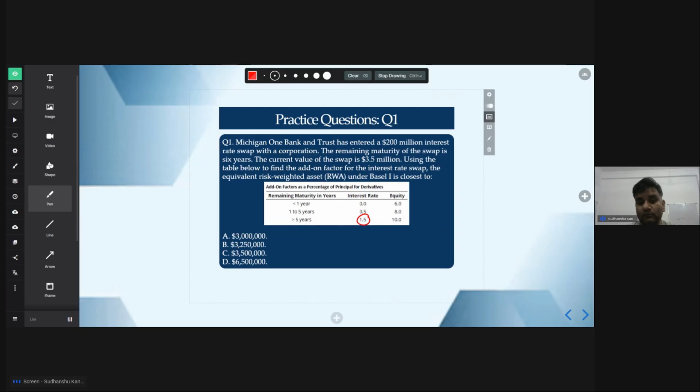Now CEA: the current value of the swap is $3.5 million, and you have to add on to this. So it is 3.5, and then you apply your 1.5%, meaning 0.015, on the notional, which is $200 million. You solve it, it becomes 6.5 million. Then you apply the risk weight, but it's a corporation, so 6.5 into 100% becomes 6.5. So this is your RWA. The question is asking for the equivalent risk-weighted asset, 6.5. So the answer is D.